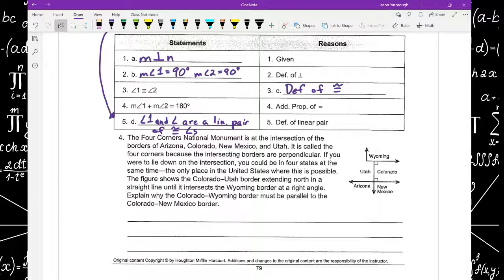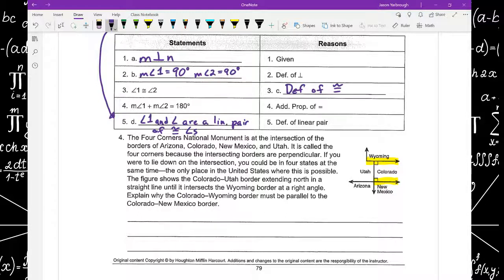We're going to explain why the Colorado-Wyoming border must be parallel to the Colorado-New Mexico border. So what we're trying to figure out is how this border is parallel to this border. This should be fairly familiar because we just talked about how lines were parallel.